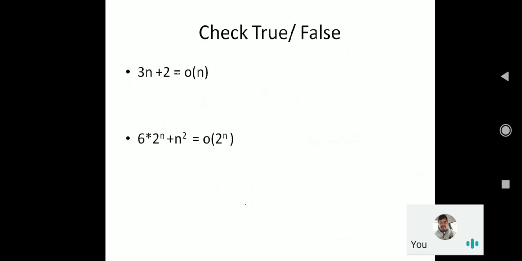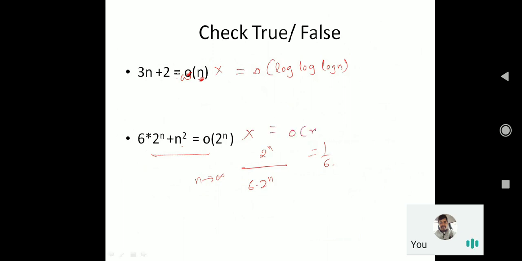Let us have the last one, check whether these are true. Whether 3n plus 2 is equal to small o of n. Rather, this is small omega of n, let us say. So it is wrong, because here the function should be very much smaller. You can write it as small o of log n. Again this is wrong, because 2 raised to n divided by 6 into 2 raised to n as n tends to infinity will be 1 by 6, which will not be 0. You can say that this is equal to small o of n log n.